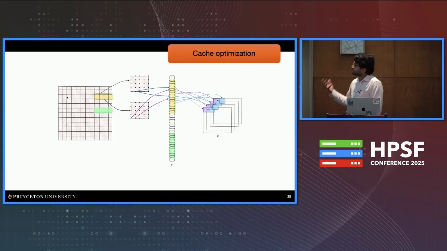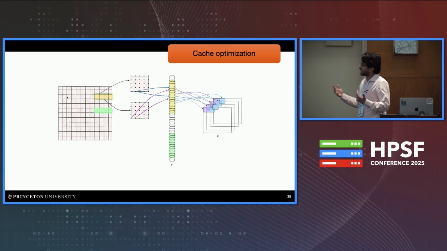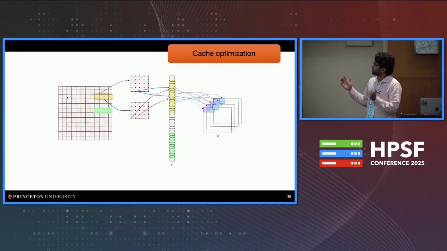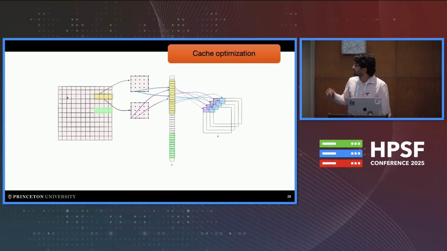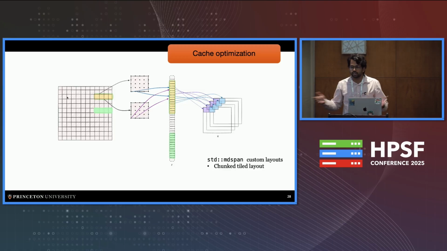The way we store this data now is in a tiled format, where the tile size, or the chunk size, is equal to the SIMD length for the architecture. Every tile is stored contiguously in memory, and within the tile, we have layout left. So now our access pattern looks nicer. To do this, we use Kokkos views to store the data and std::mdspan to access the data.